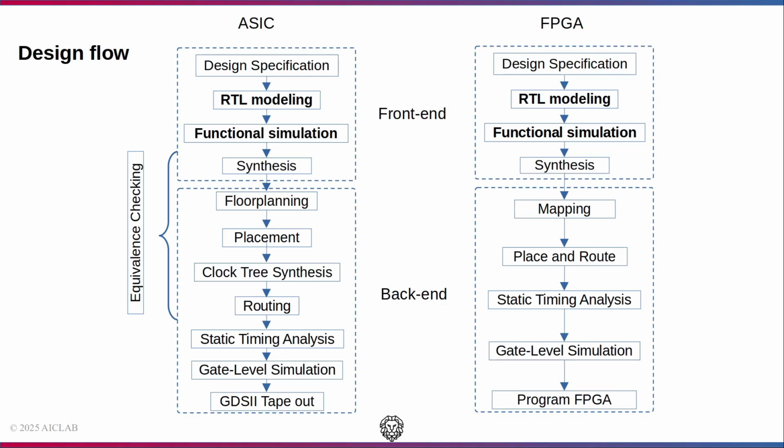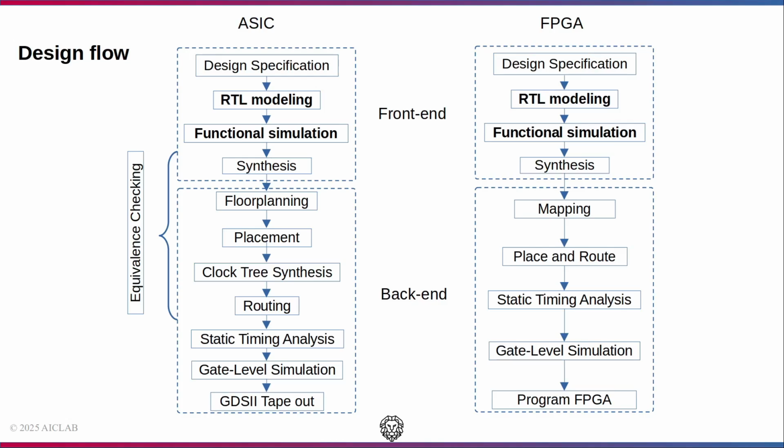For the ASIC, the last step is GDSII tapeout. GDSII is a standard file that represents the physical layout of the chip. This file is sent to the foundry for the manufacturing of the actual chip.